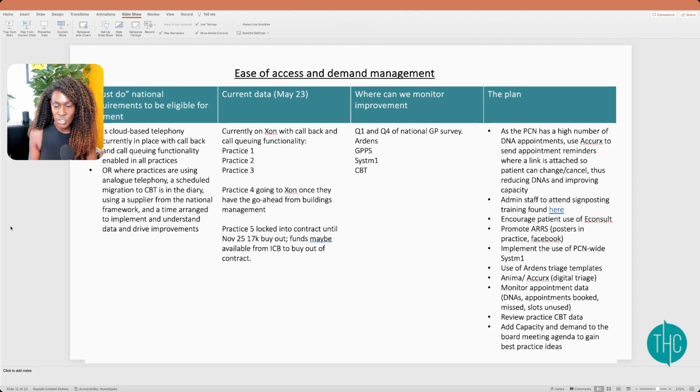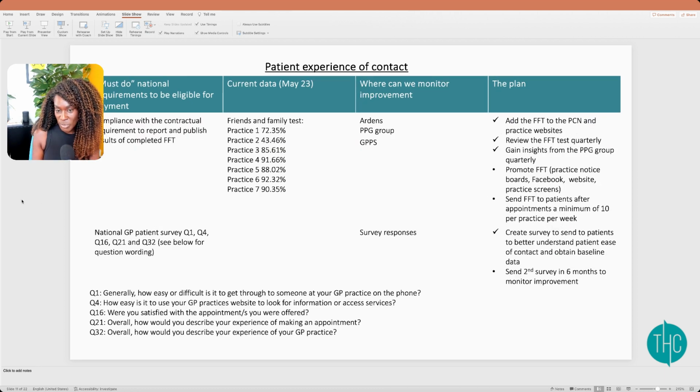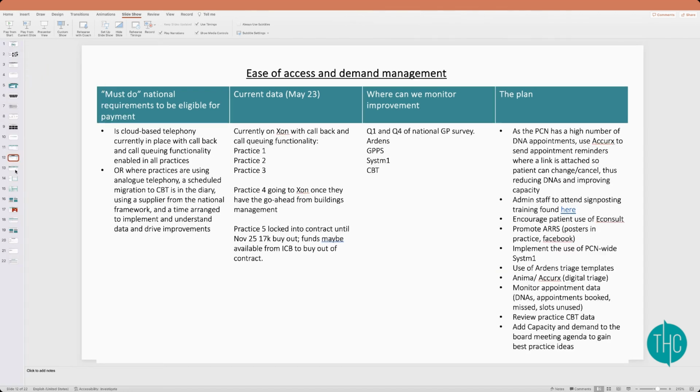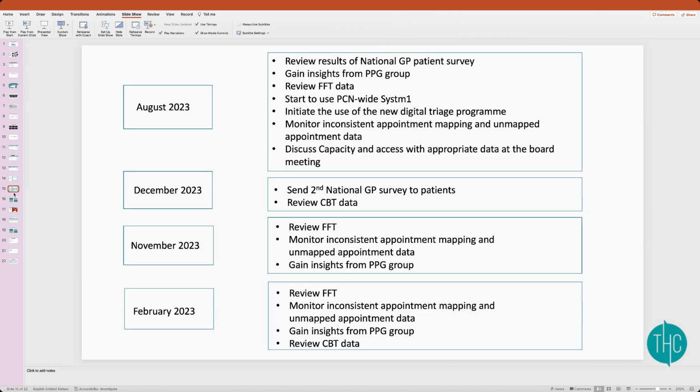Okay. So in your quarterly dashboard, you might want to include where you are performing, where you are up against your local capacity and access plans. But again, it's completely up to you.